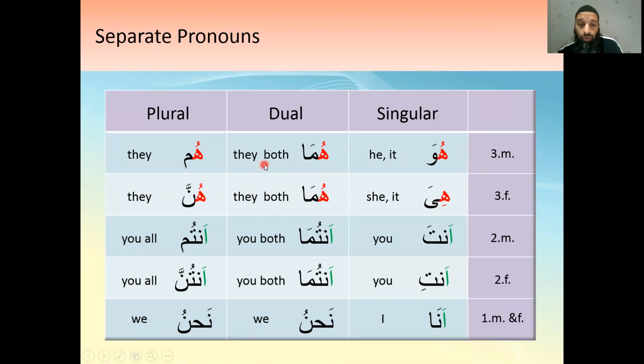Huwa, huma, hum. Hiya, huma, hunna. Third person. Everybody happy with that? You can just type it if you want, or somebody can unmute and then re-unmute themselves. Otherwise, yes, cool. Otherwise, we hear somebody telling their kids going to bed.